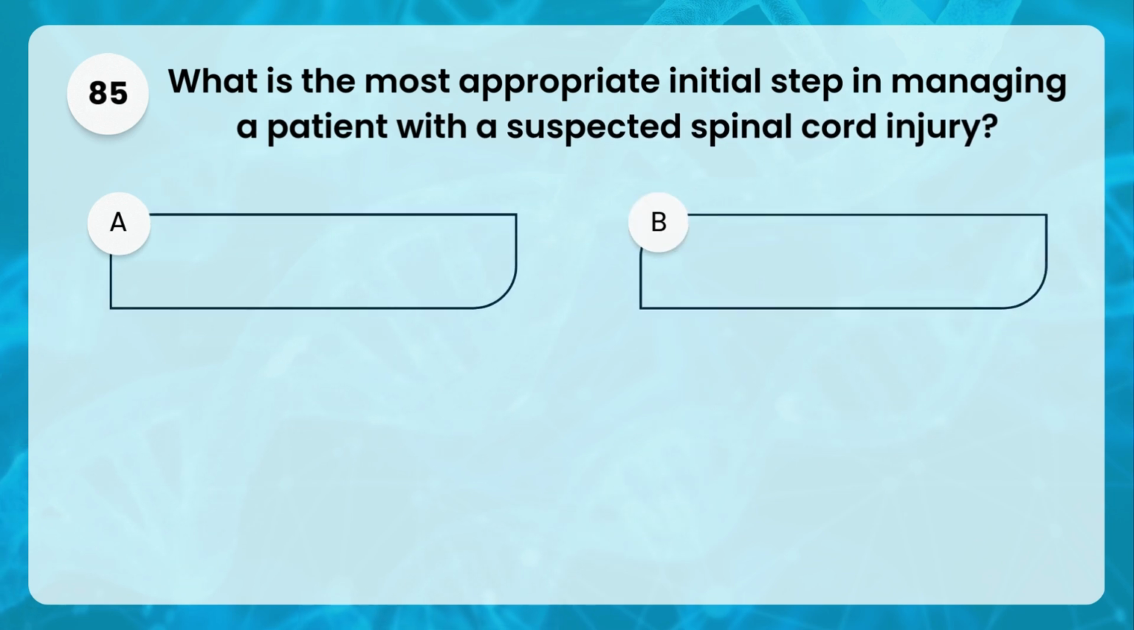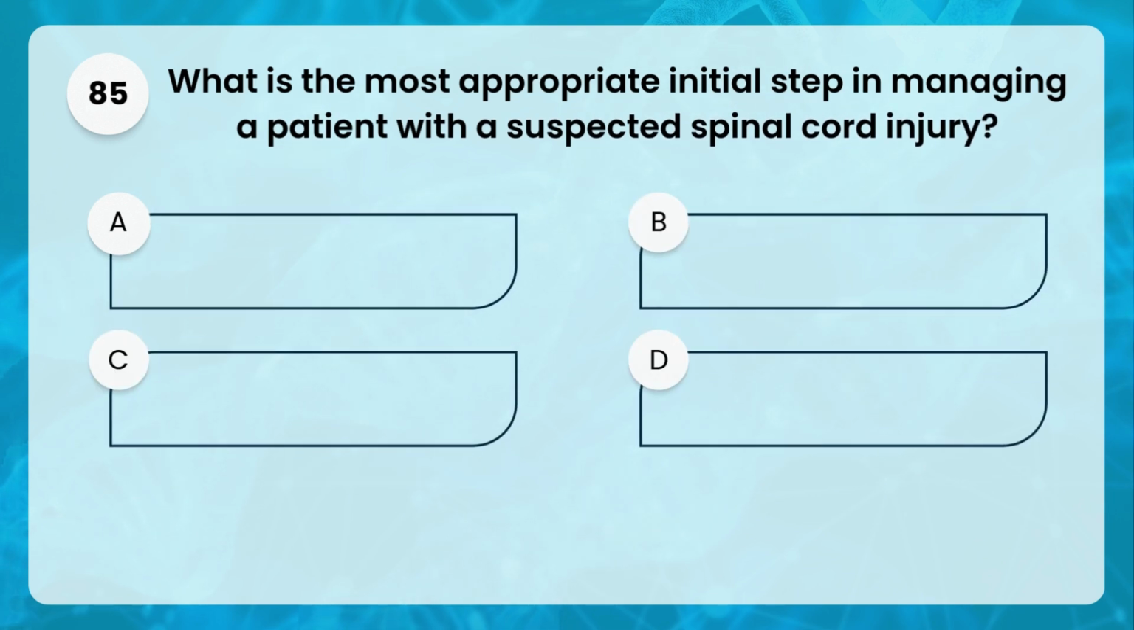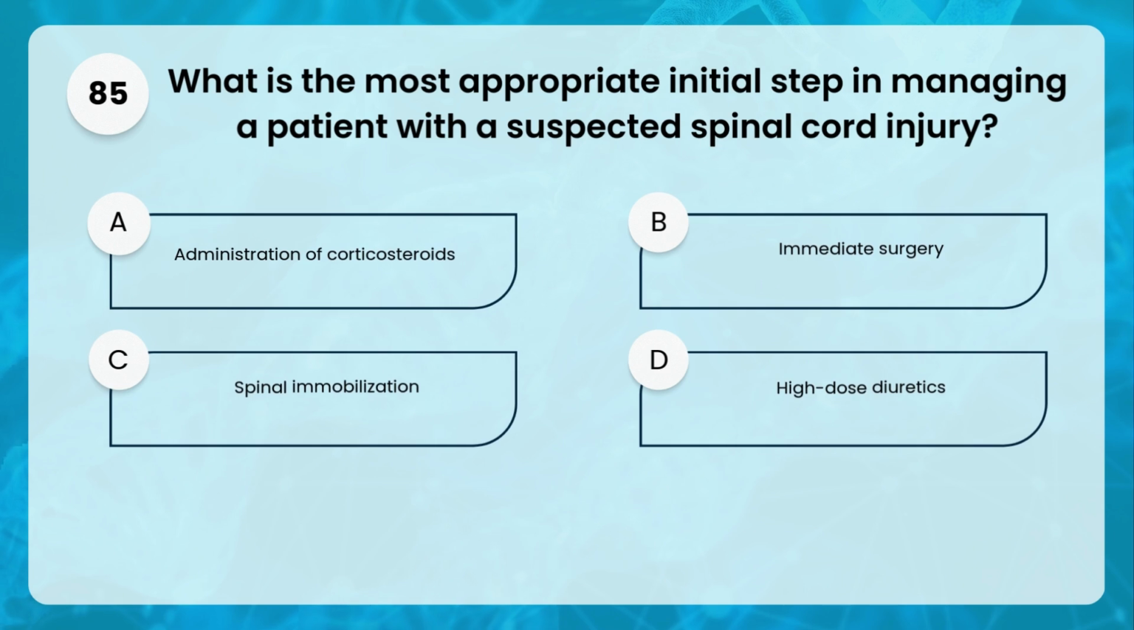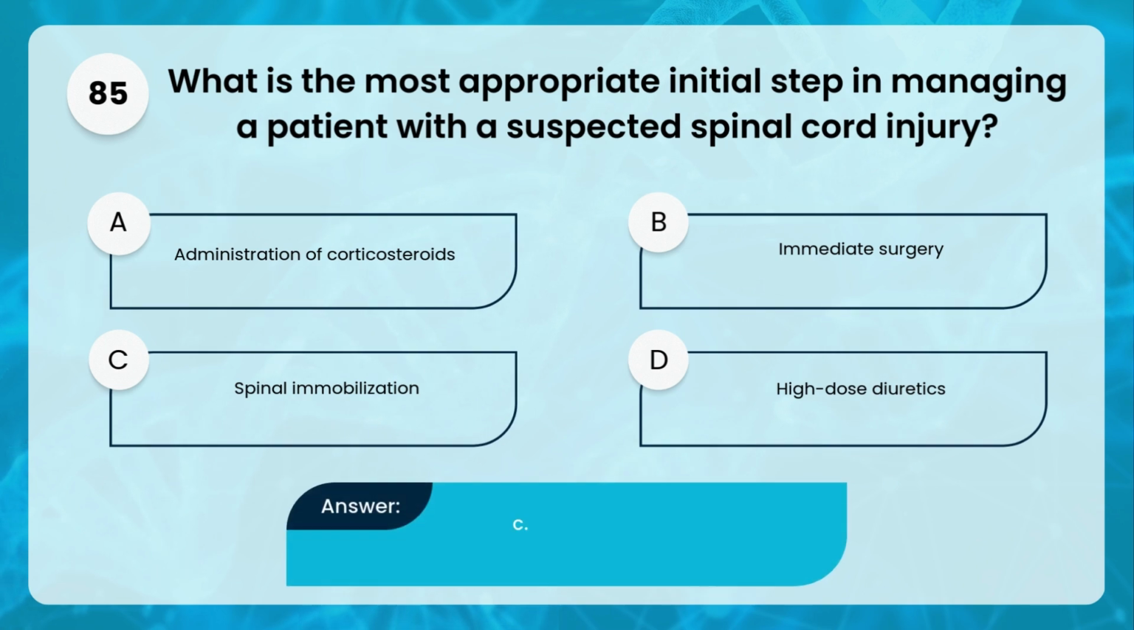Number 85. What is the most appropriate initial step in managing a patient with a suspected spinal cord injury? A. Administration of corticosteroids. B. Immediate surgery. C. Spinal immobilization. Or D. High-dose diuretics. The answer is C.